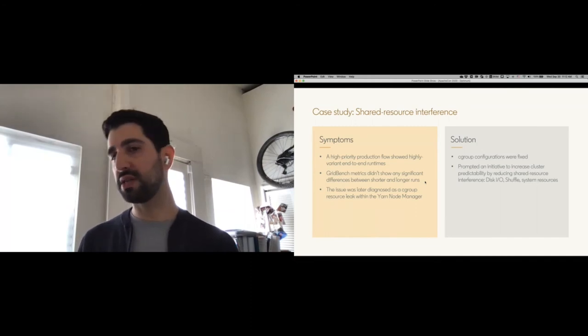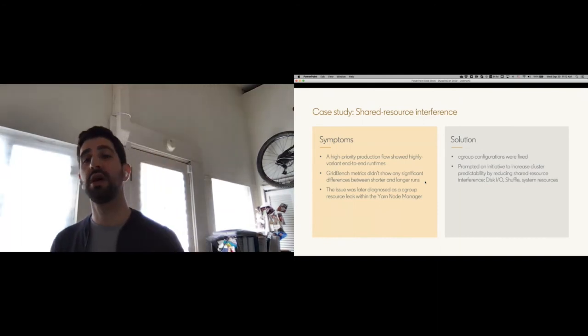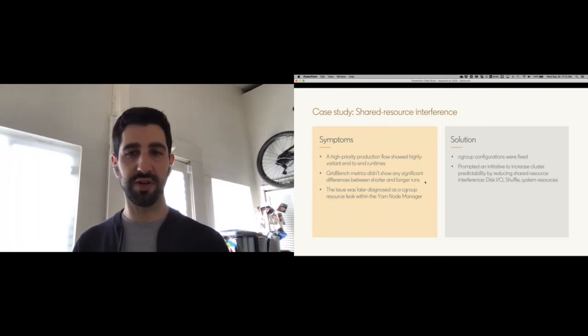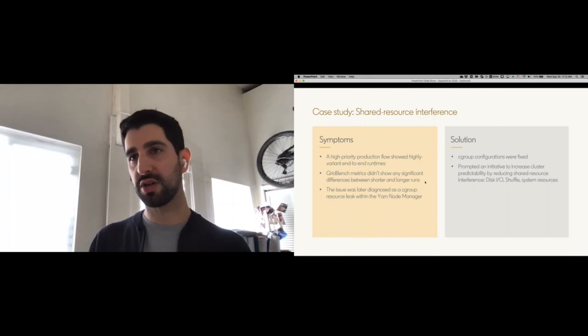So we fixed the C group configurations, and that also prompted us to create an initiative to increase cluster predictability by addressing the shared resource interference that goes for disk IO, shuffle, system resources. And this is a new initiative that we're working on.